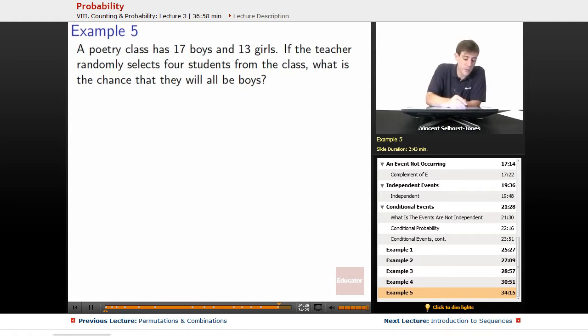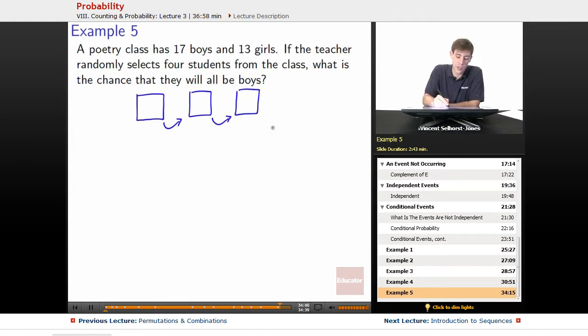So we've got some first thing that's going to happen. But then the second thing is going to also be affected by that first thing. And then the third thing is going to be affected by that second and the first thing. And then the fourth thing is going to be affected by that first, second, third thing as well.